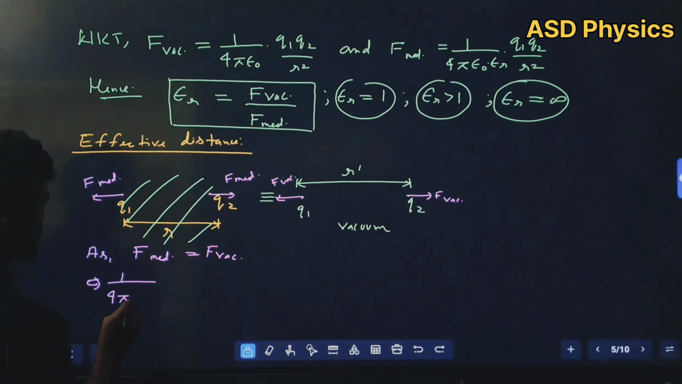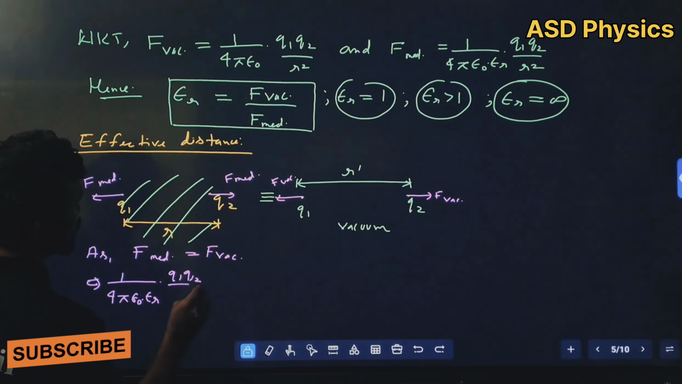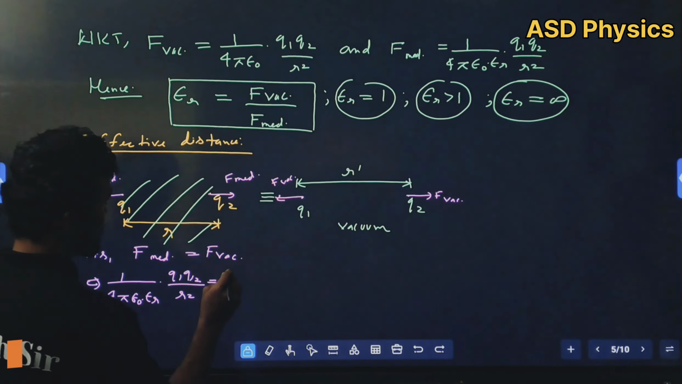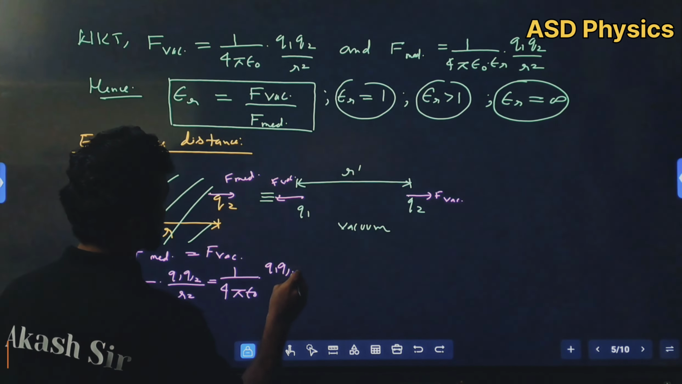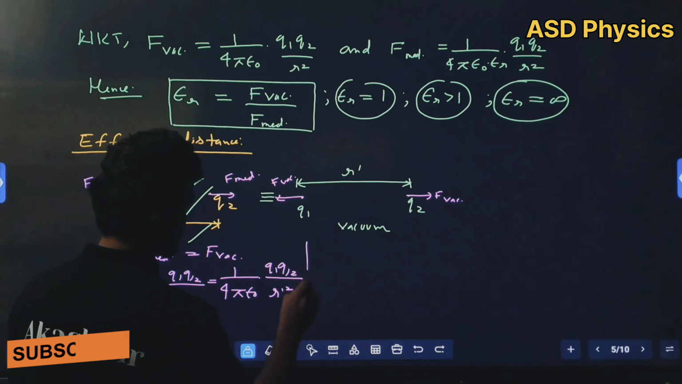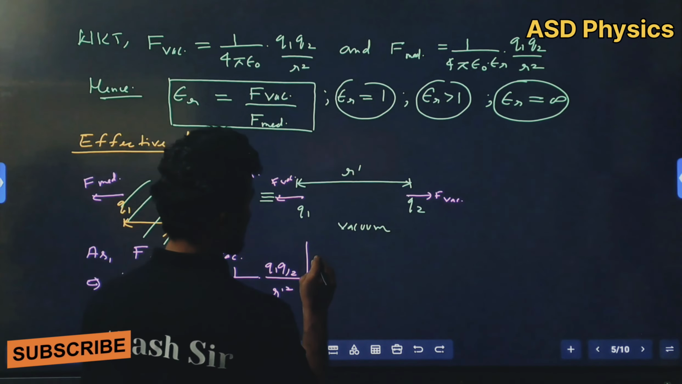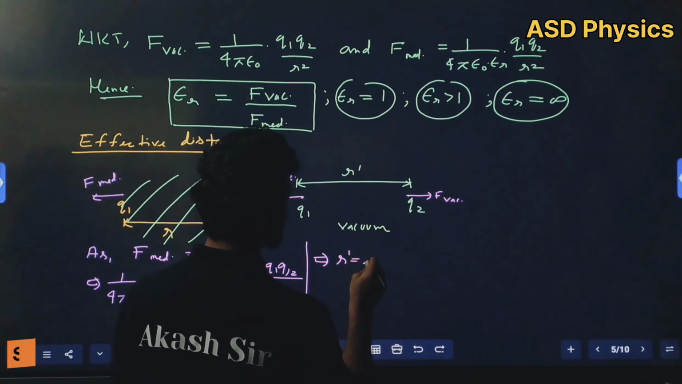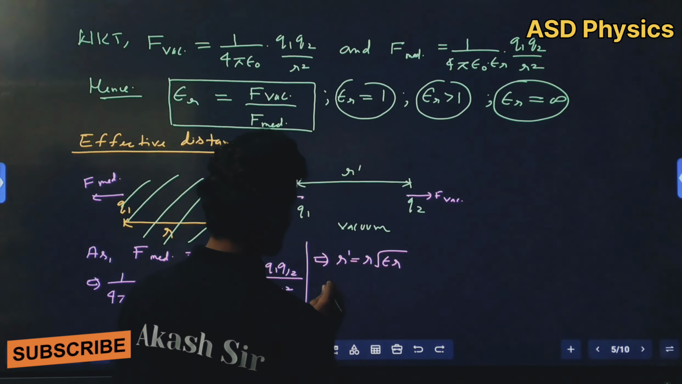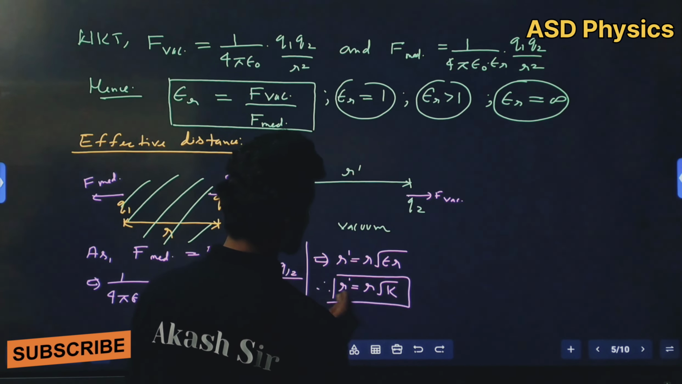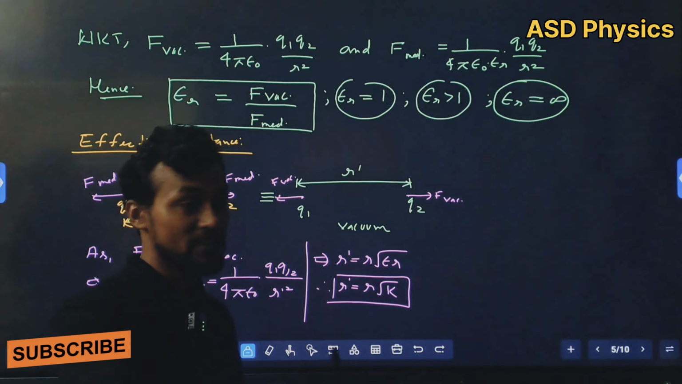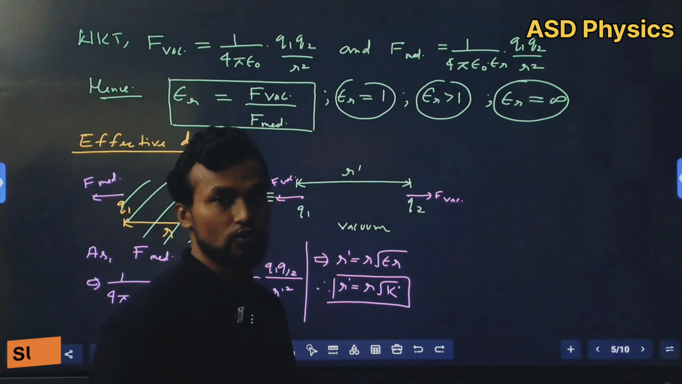Now see please, F medium is 1 by 4 pi epsilon naught epsilon r q1 q2 by r square. And F vacuum is 1 by 4 pi epsilon naught q1 q2 by r dash square. So when you simplify this, it will come r dash is equal to r root epsilon r, or we can say r dash equal to r root k. And what is this k? This k is the dielectric constant. Before that I had written k dash.